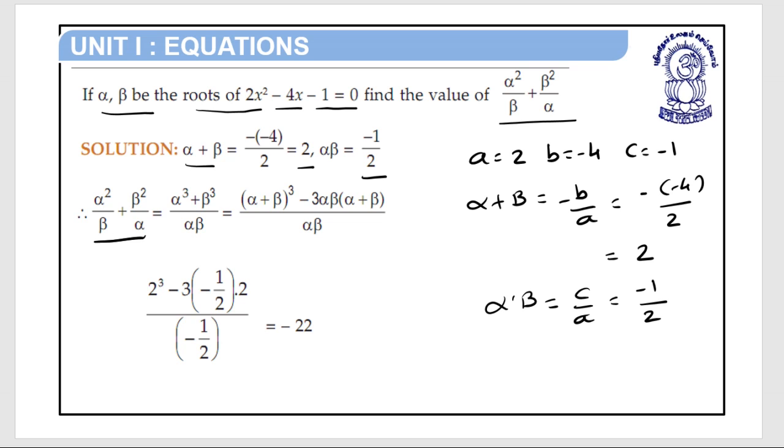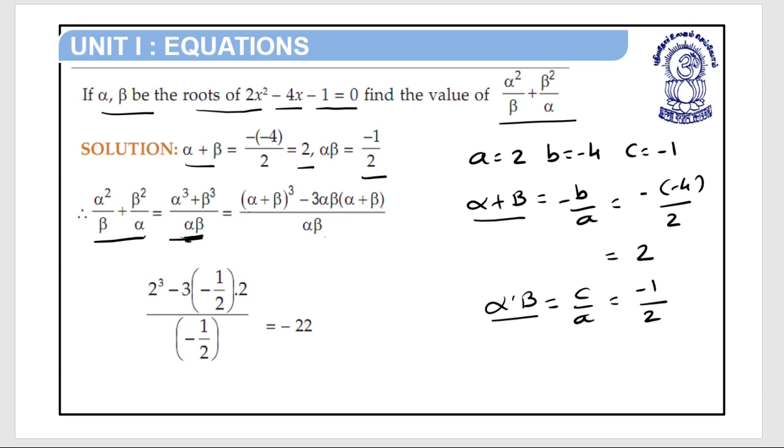Here alpha square by beta plus beta square by alpha is equal to, take LCM, alpha cube plus beta cube upon alpha into beta. Instead of alpha cube plus beta cube, we can write (alpha plus beta) whole cube minus 3 alpha beta into (alpha plus beta), upon alpha into beta. Convert this into alpha plus beta and alpha into beta form, so we can easily put the values.